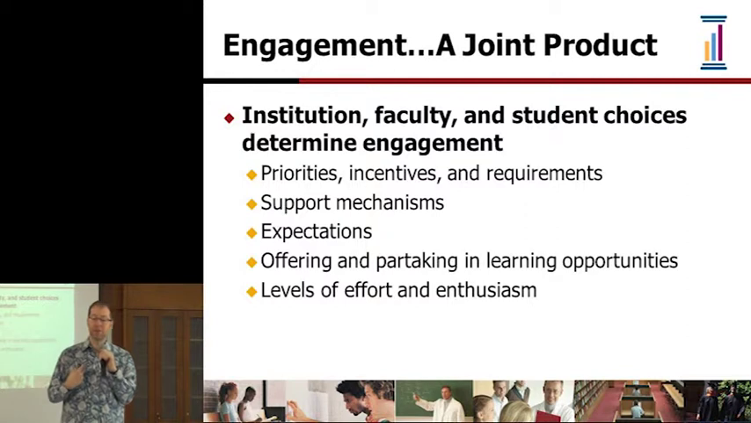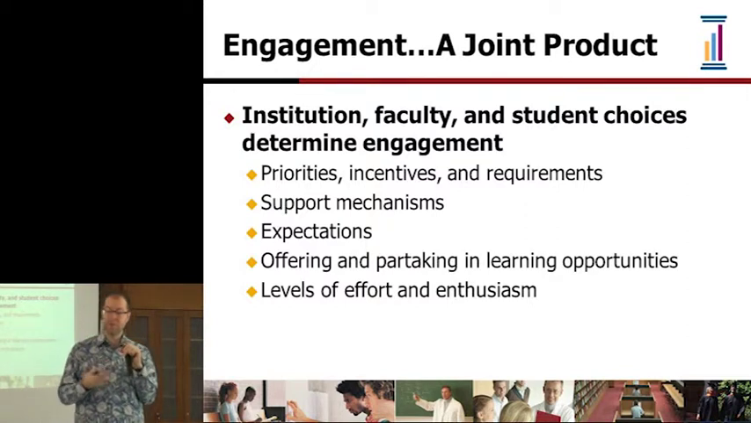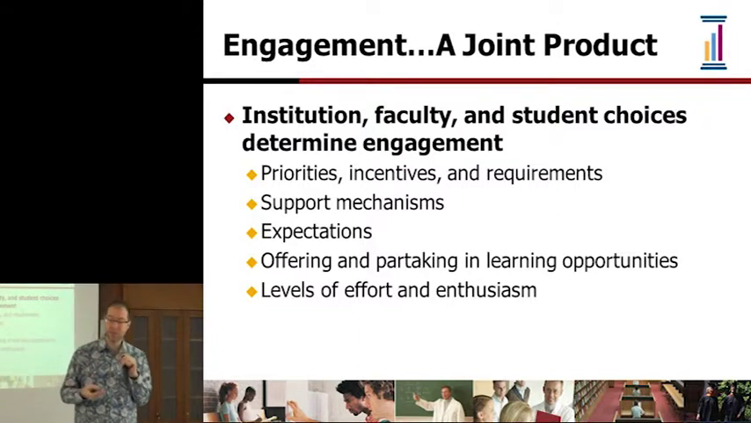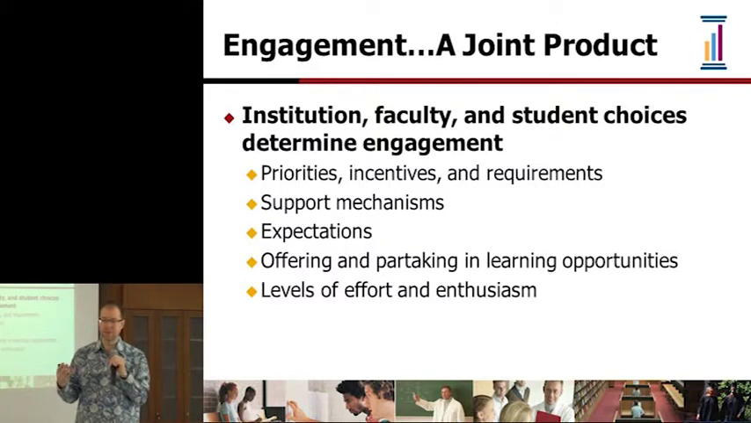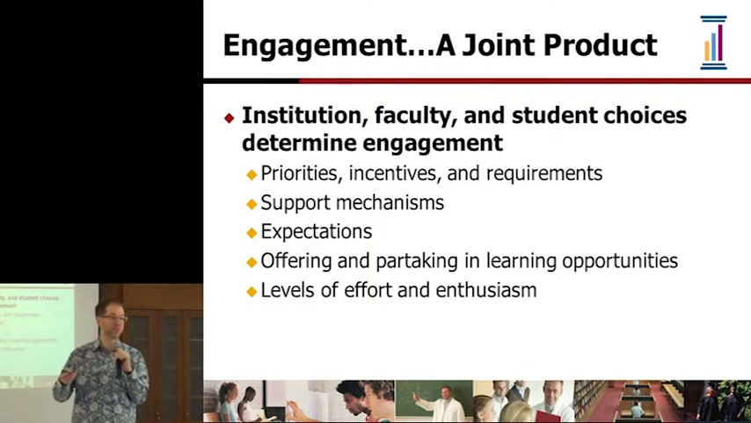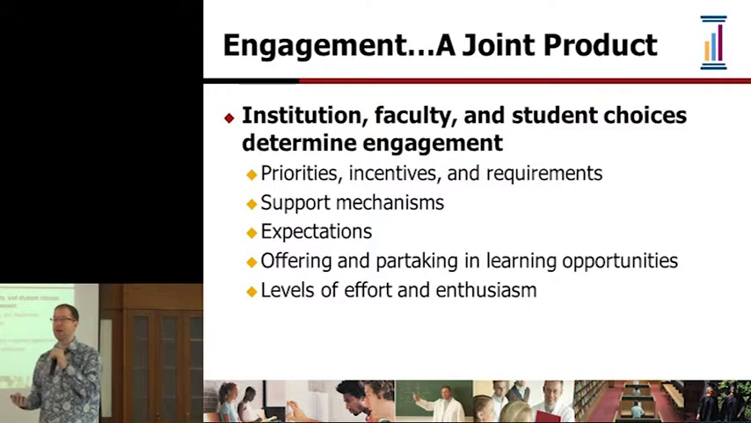From our perspective, engagement is a joint project. It's the institution, the lecturers, and students that have an effect on how students engage. It is about priorities, incentives, assignments, and requirements. What do lecturers tell students they have to do? What does the institution? Also, do students have the support in order to do that, right?